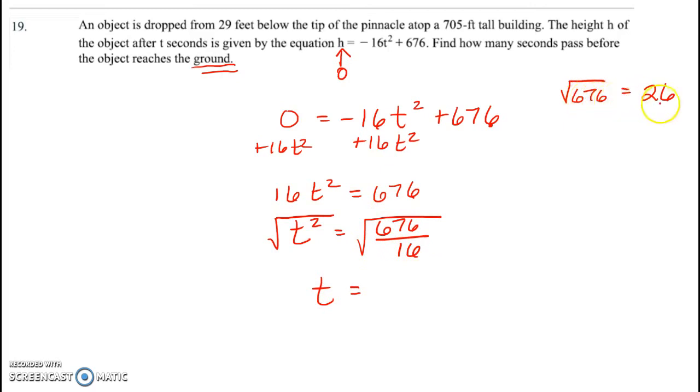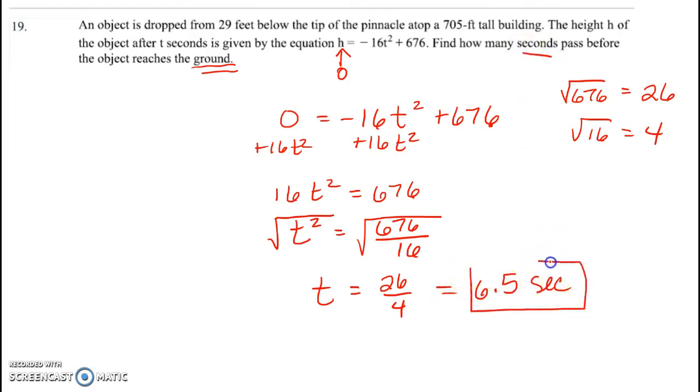Well, the square root of 676 is 26. The square root of 16 is 4. I get 26 over 4. And 26 divided by 4 is 6.5. What's our units? Seconds. Okay? Yeah, you can do that. That's another way to solve a quadratic if those two terms are both perfect squares. All right?